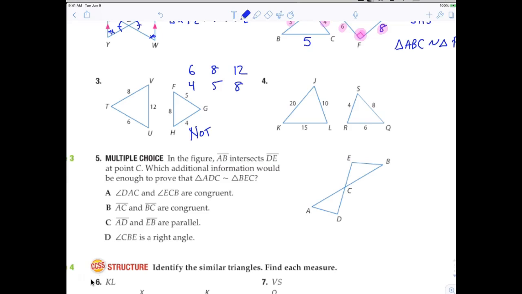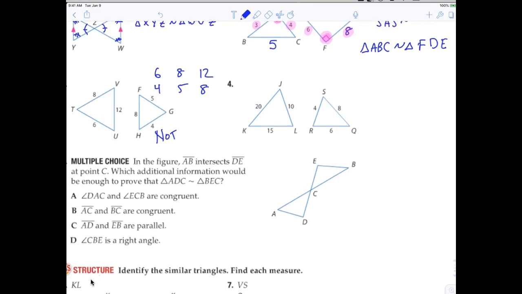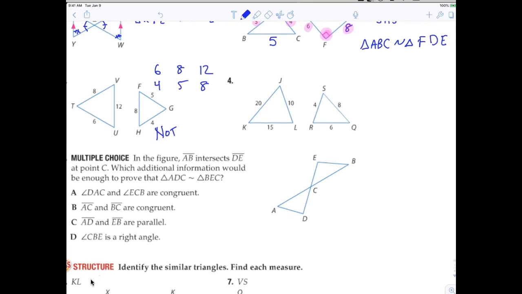Now, for question number 4, again, I think it's just important to write small to large: 10, 15, 20, and then small to large over here would be 4, 6, and what? 8. Now the question is, do they reduce to the same number? 5 over 2, 5 over 2, 5 over 2. So we'd say this is yes by side, side, side similarity.